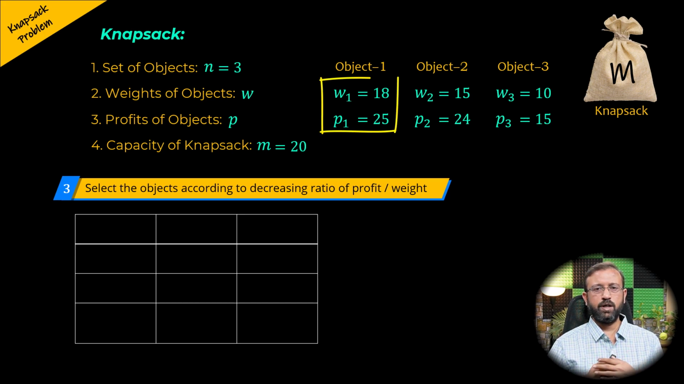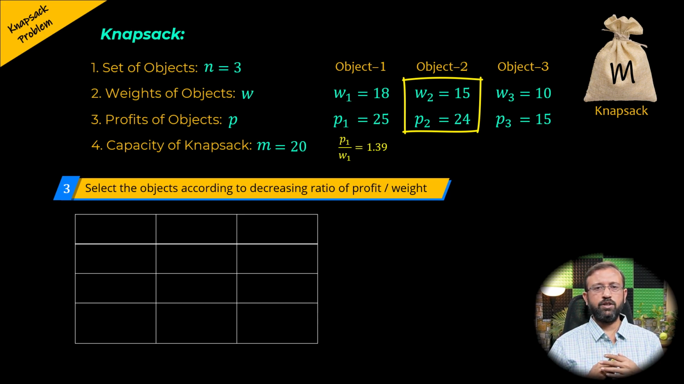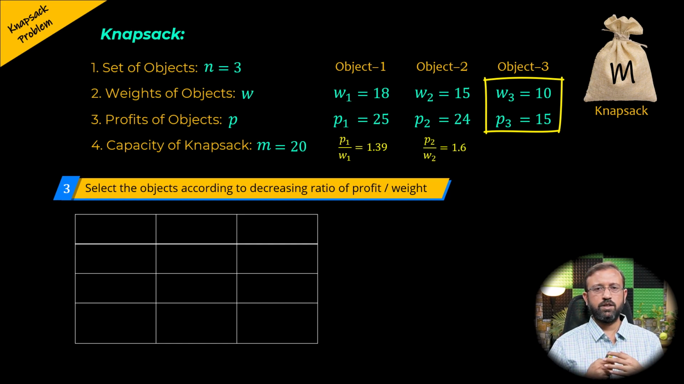So, for object 1, the profit is 25 and the weight is 18. Therefore, the ratio of profit by weight is 25 by 18, which is 1.39. The ratio of profit by weight for object 2: the profit is 24 and the weight is 15. So, the ratio is 24 by 15, which is 1.6. And for object 3, the profit is 15 and the weight is 10. So, the ratio is 15 by 10, which is 1.5.